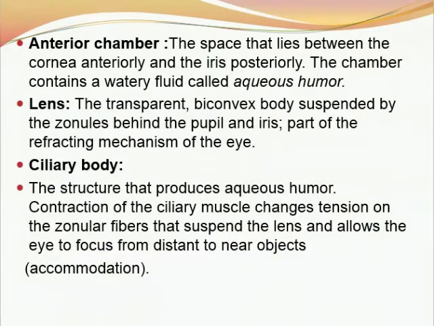Anterior chamber is the space that lies between the cornea anteriorly and the iris posteriorly. The chamber contains a watery fluid called aqueous humor. Lens is the transparent biconvex body suspended by the zonules behind the pupil and iris, and makes part of the refracting mechanism of the eye.